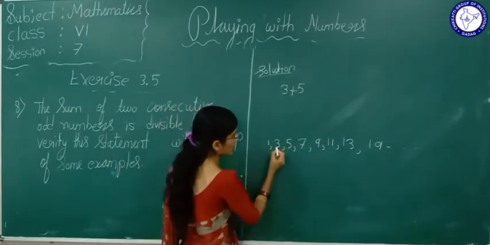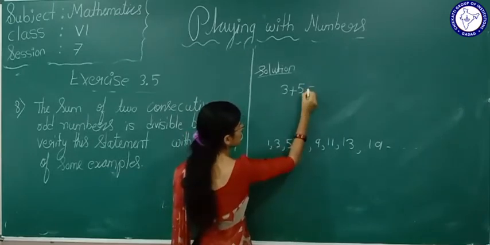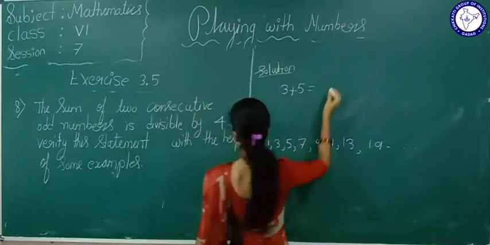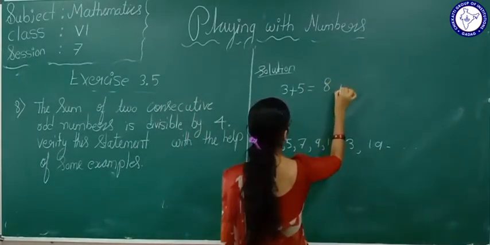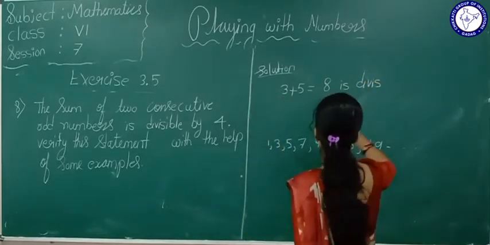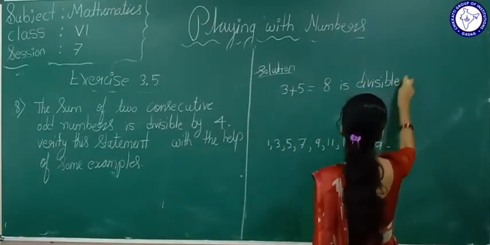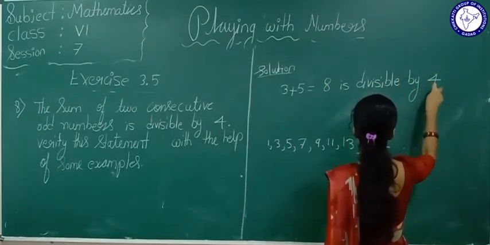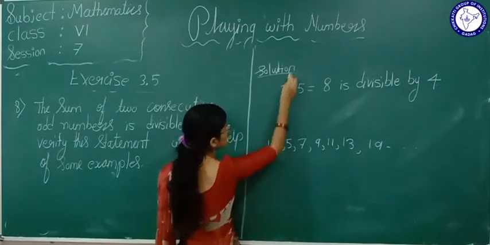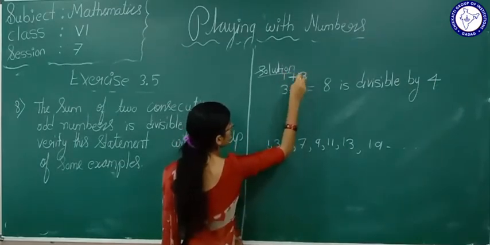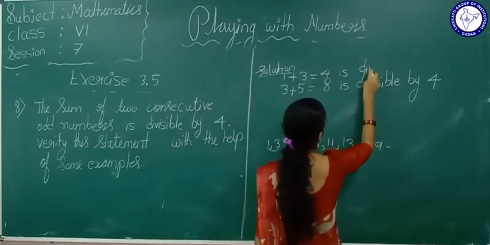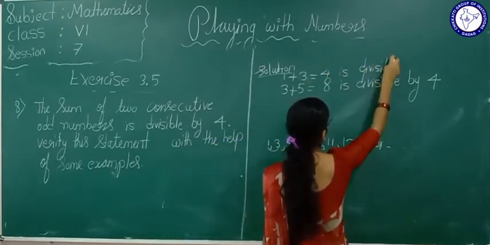See here, now I am taking 3. 3 plus 5 is what? 3 plus 5 is 8. Okay. Is this 8 divisible by 4? Yes. 8 is divisible by 4. Okay. Sum of two consecutive odd numbers. Now say 1 plus 3. What is 1 plus 3? It is 4. Is this 4 divisible by 4? 4 is divisible by 4.